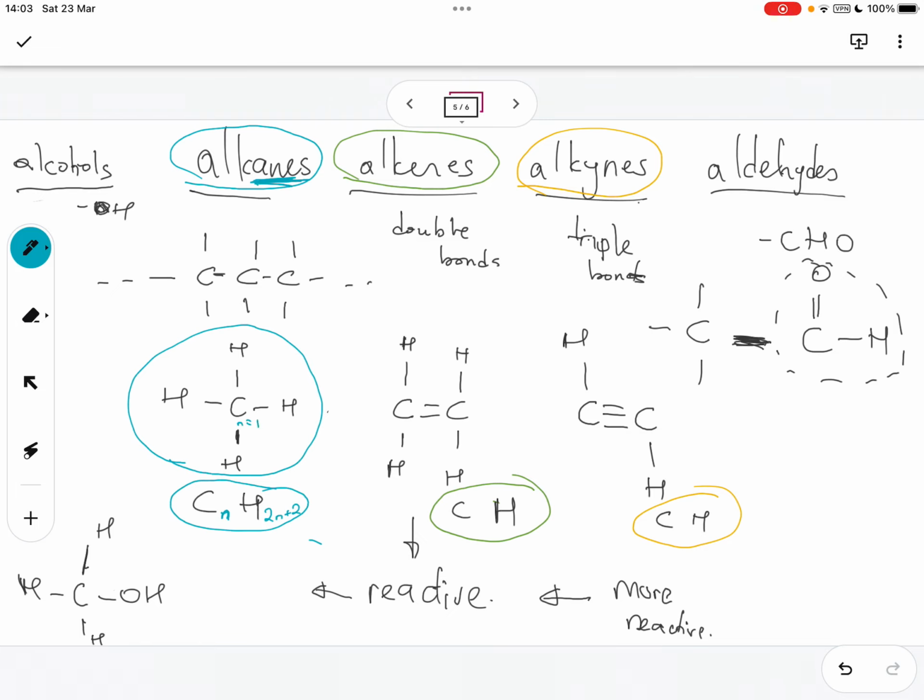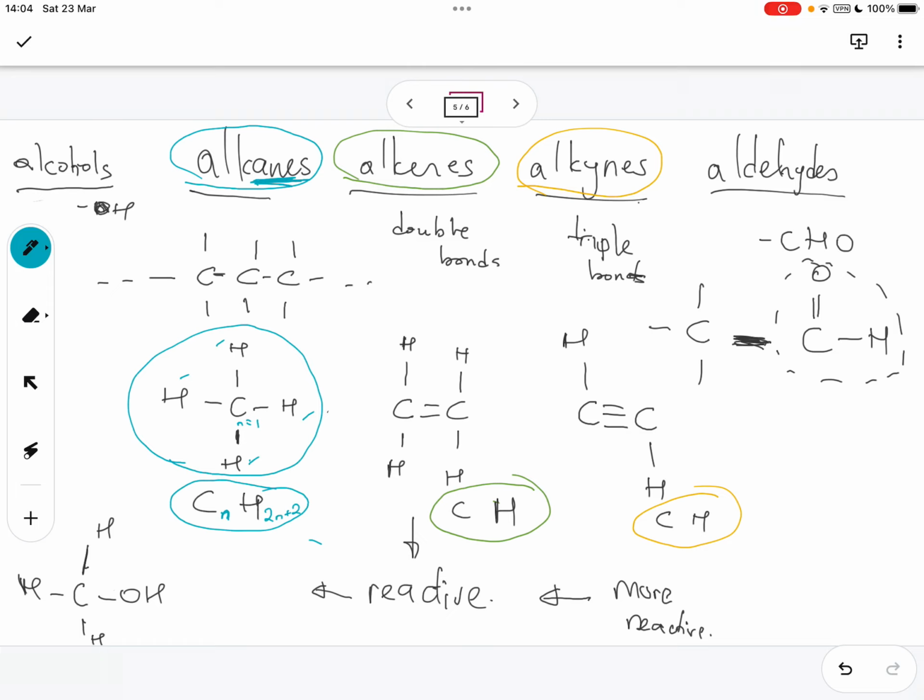So if we take 1, we multiply it by 2, we get 2, that's the 2n, and then we add 2. So C1 will be H4. C2 would be 2 times 2, which is 4, plus 2, it's 6. So it'd be C2H6. And the pattern increases like that. So that's how you get methane, ethane, propane, butane. So the gas is methane, you know methane, right?